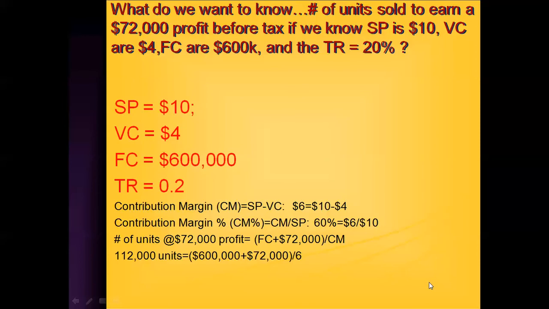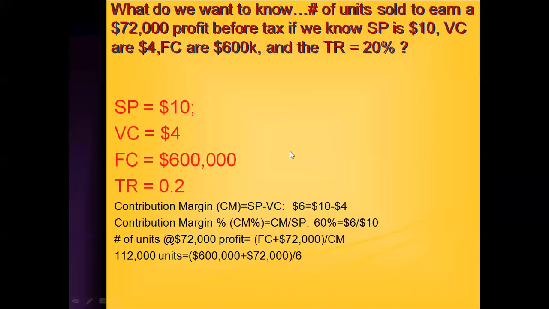But let's take a what-if. What if we want to know the number of units that are sold to earn a $72,000 profit before tax? And we actually know that selling price is $10, variable costs are $4, fixed costs are $600,000, and the tax rate is 20%.